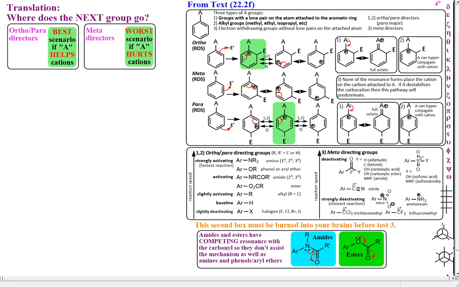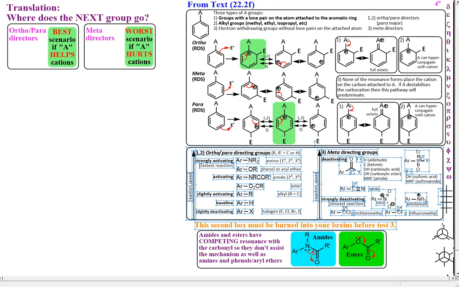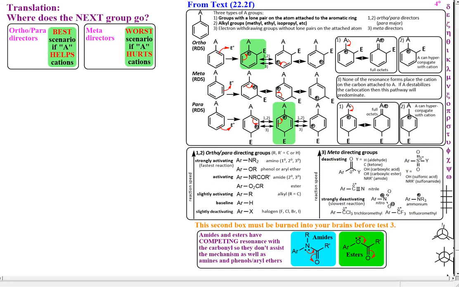So what's the story again? If you have a group on benzene, where does the next group go? This table must be burned into your brain before test 3 so that you can use it. And where things are on this table is just as important as what they do on the table. So let's illustrate with several examples.